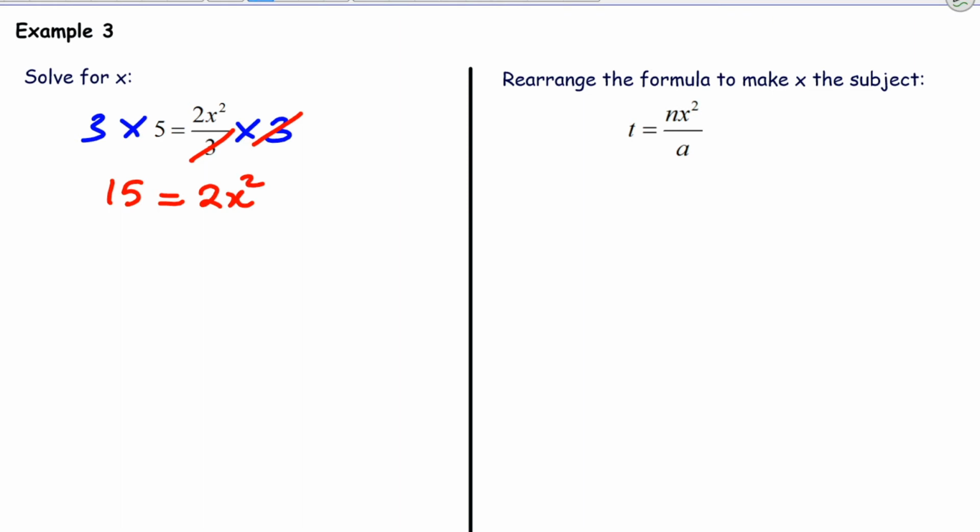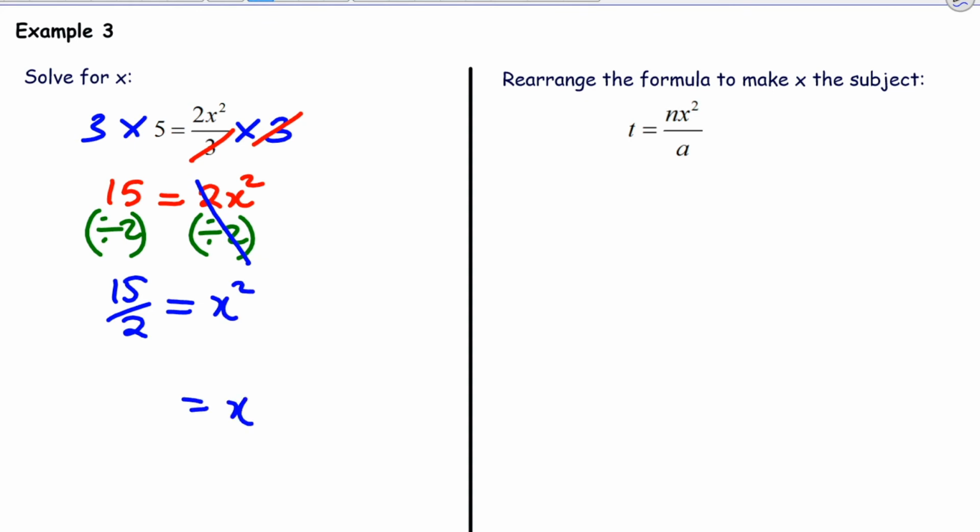The opposite of multiplying by 2 is dividing by 2. So we divide by 2 on each side. And we are left with 15 over 2 is equal to, that will be equal to 1, so just x squared. Which means that x will be equal to the square root of 15 over 2.